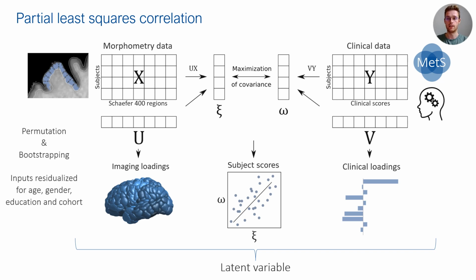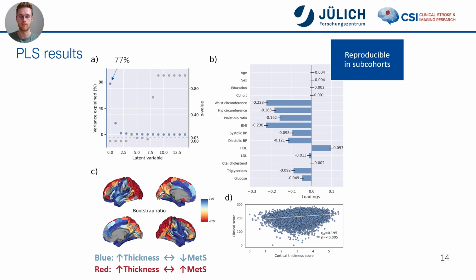We assessed the significance of the modeling approach as well as its robustness via a permutation and bootstrapping analysis. Furthermore, the inputs were residualized for age, gender, education, and cohort to address these effects as potential confounders, to make sure only metabolic syndrome effects are really identified in this analysis.